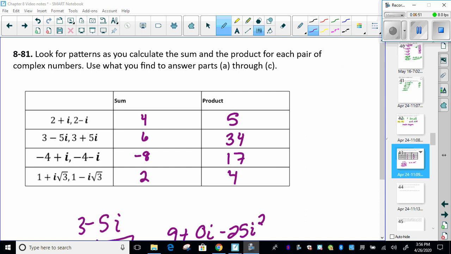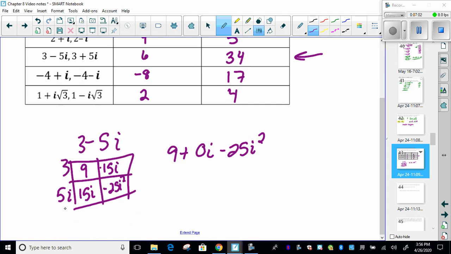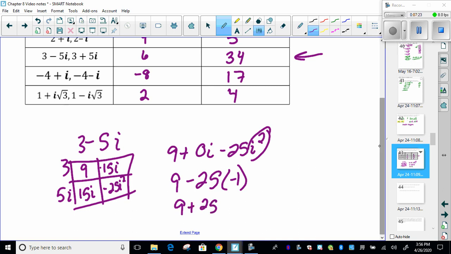So check your answers. Below here, I have the product for this one listed out, at least that way in case you messed up any of the products, you can follow this bottom one through. So I set each of them up, 3 plus 5i and 3 minus 5i. I did the area model. Don't lose your negative signs. So then from here, once you have i squared, you know i squared is just negative 1. And it's just multiplied because it's right next to it. So that becomes 9 plus 25, which is where that 34 comes from.